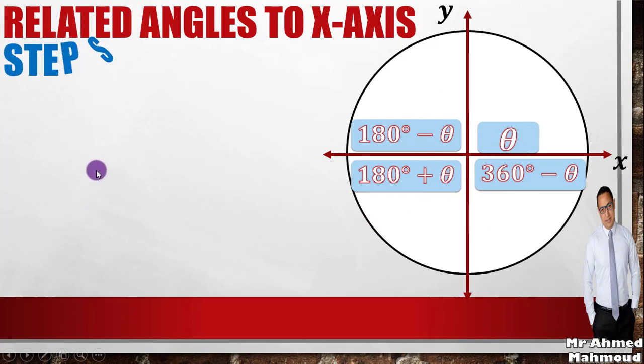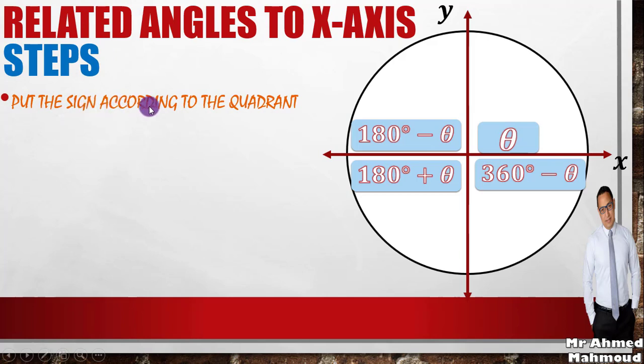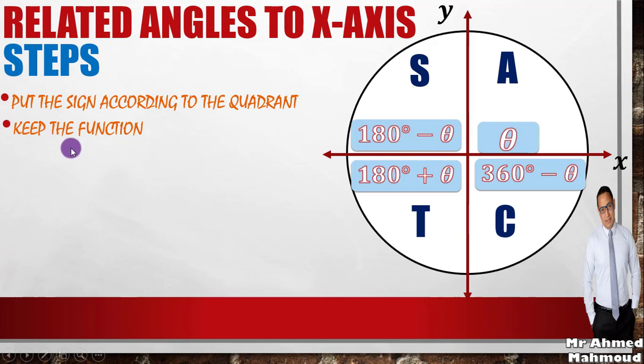Step number one: put the sign according to the quadrant. What does it mean? I'm going to put the sign of the new angle or the new function according to the quad. We studied before the asterisk rule: here all are positive, here the sine is positive, here the tan only is positive, here the cosine is positive. Step number two: keep the function, because the ordered pairs don't change in any of the quads.